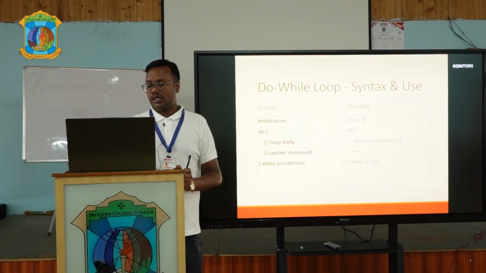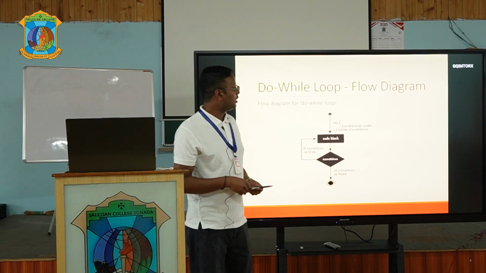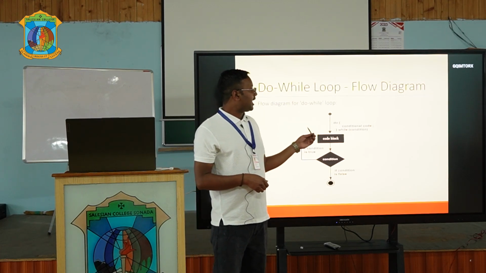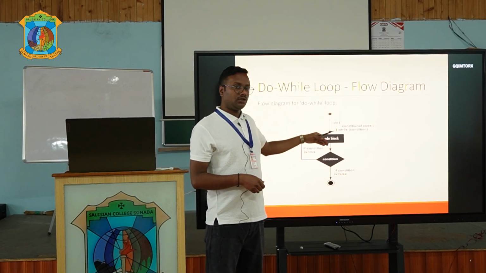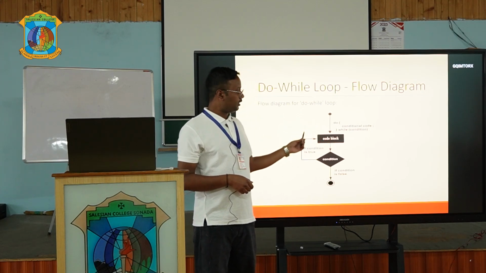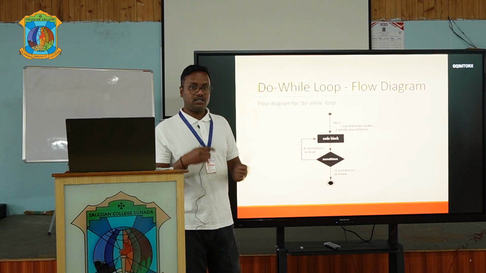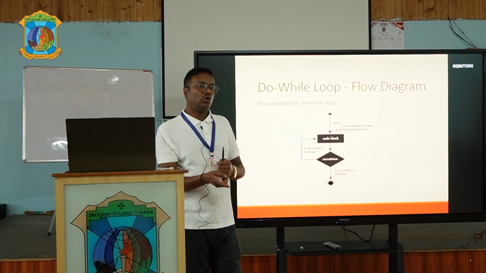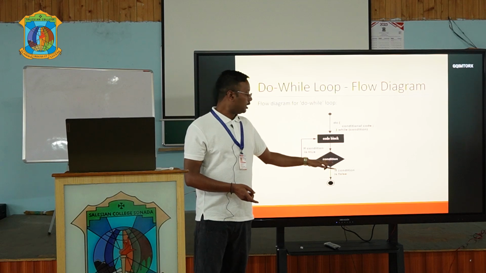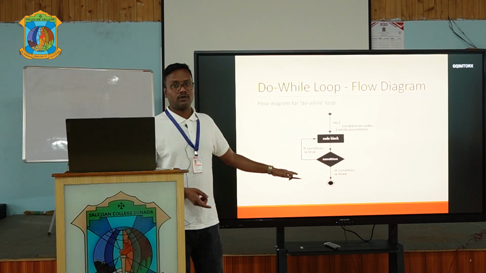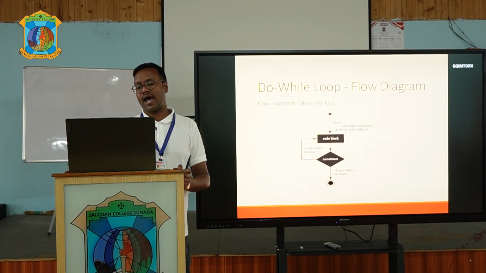Now we are going to see this using a flow diagram. As you see over here, the initialization is again done outside the do while loop. We will first execute the body of the loop, that is the code block over here. After executing the code block, we are going to check the condition. If the condition is true, then we will again execute the loop body. And if the condition is false, then we are going to terminate the loop. So this is the basic flow diagram for the do while loop.